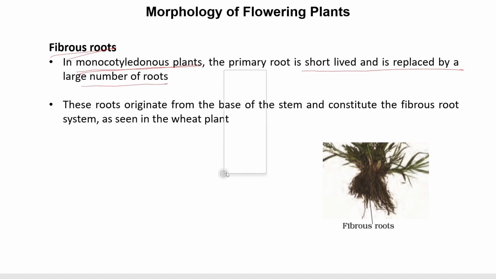So here, if this is the base, these are the leaves. So this is the base of the plant. This is the level of the soil. So from this particular base, many roots arise like this. And this is called fibrous roots. These roots originate from the base of the stem and constitute the fibrous root system as seen in the wheat plant.